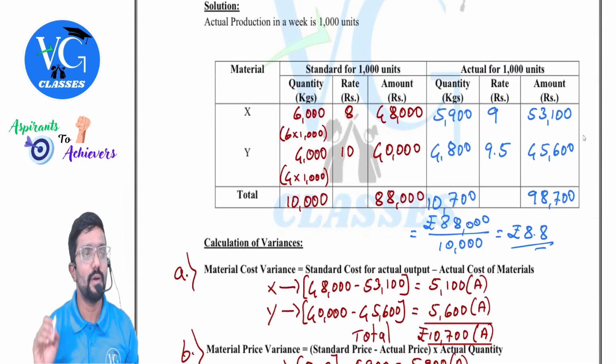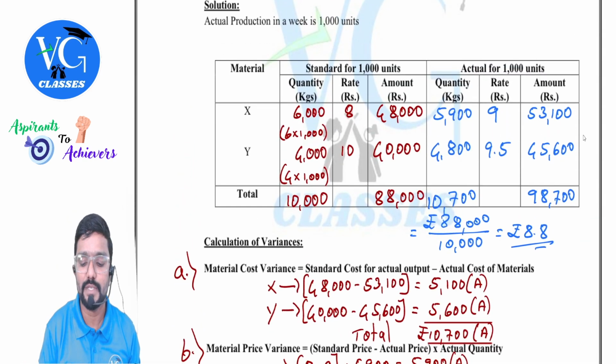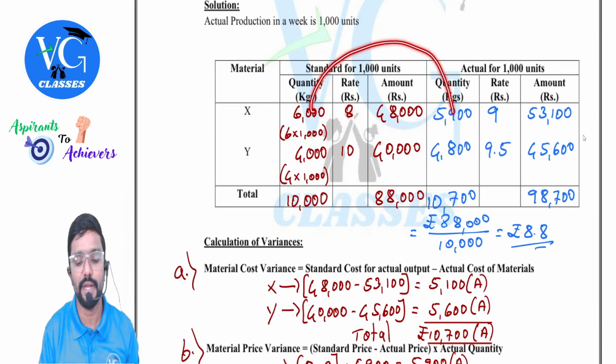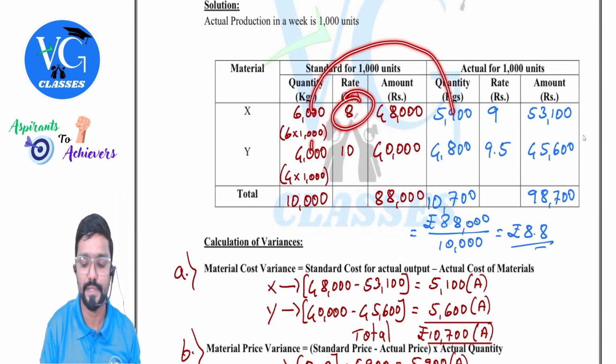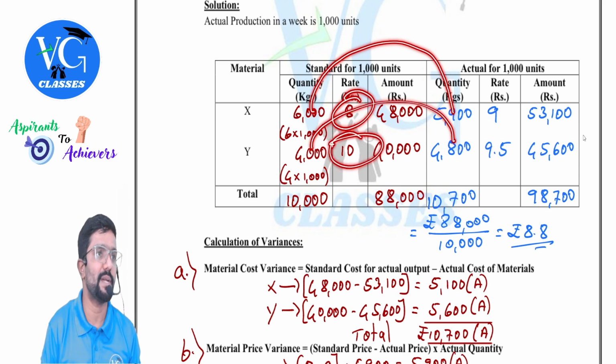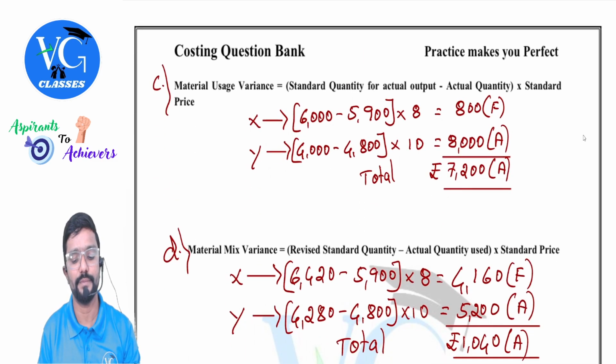Next, usage. What are we comparing? Quantity. So standard quantity minus actual quantity, into standard price. Into standard price. Clear? You can see that.